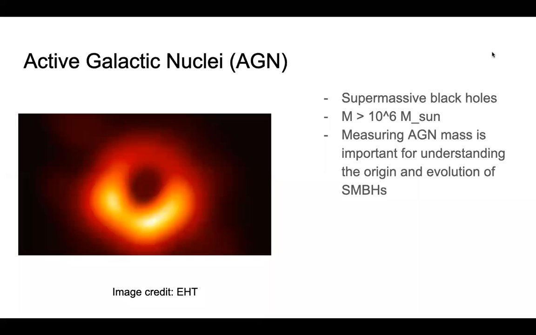So our story starts with active galactic nuclei, otherwise known as AGN. AGN are the most compact luminous objects in the universe, and the luminosity of these objects is understood to be caused by the accretion of hot matter as it falls onto supermassive black holes. Supermassive black holes typically have masses greater than 10 to the 6 times the mass of our own sun, so very large masses. And measuring AGN supermassive black hole mass is important for understanding the origin and evolution of supermassive black holes, notably the relationship to their host galaxies.